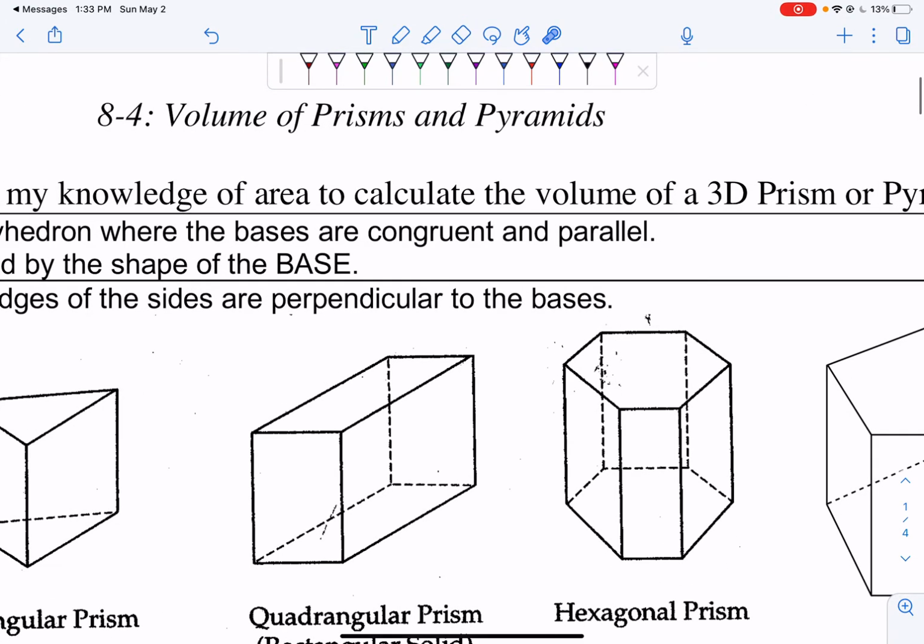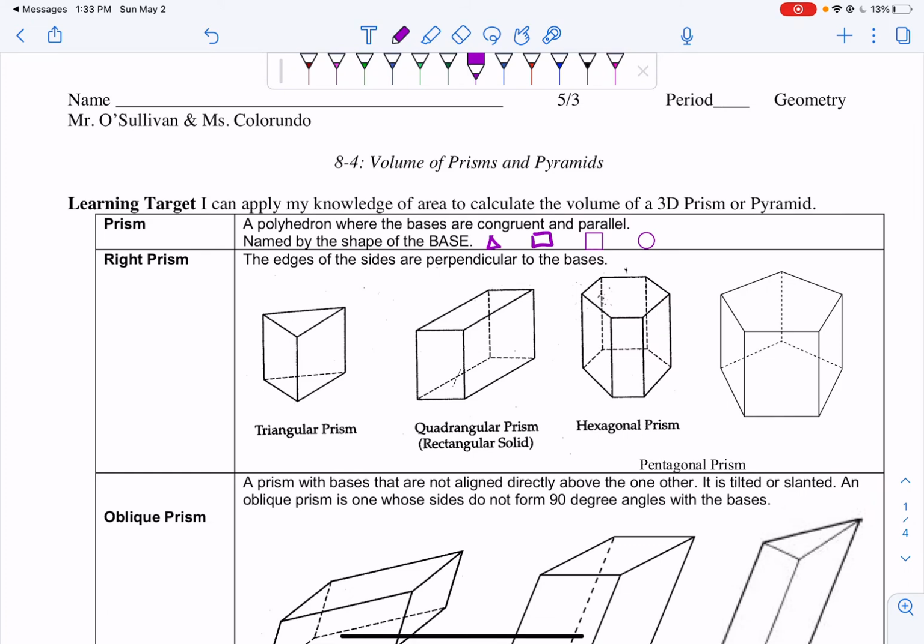So for instance, their base can be a triangle, a square. Well, that looks like a rectangle. This looks more like a square. And we can even have a circular base if you want to think about it in some situations.